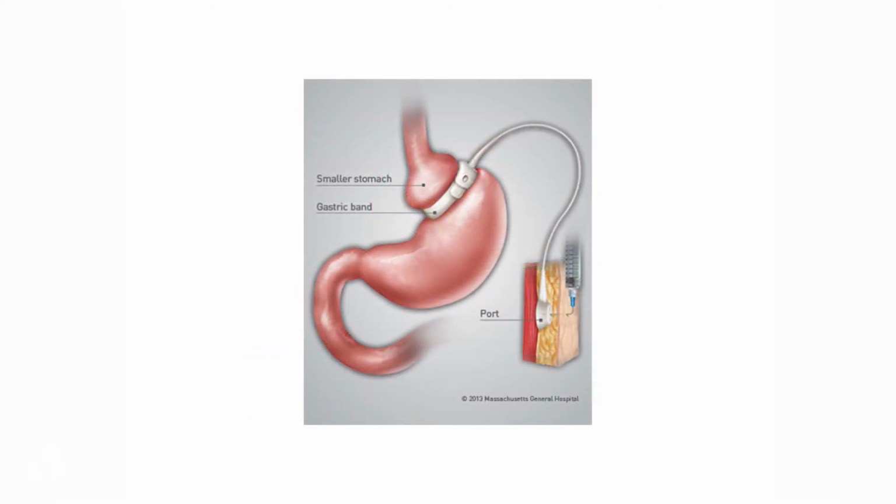Adjustable gastric banding consists of the insertion of a synthetic plastic tube around the top portion of your stomach. This decreases the amount of food that you can eat. This banding can be tightened or loosened by injecting or removing saline into a small port that is placed underneath your skin on your abdominal wall.